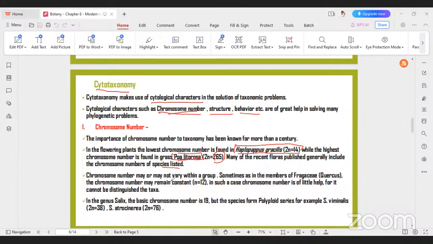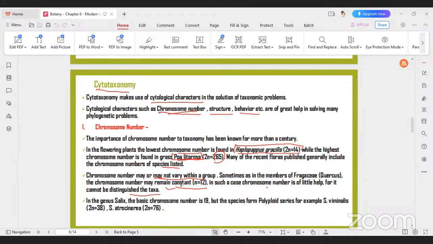The chromosome number may or may not vary within a group. It is not to be taken as an important consideration, because if you take the number for a family, then it may not be unique. Sometimes in the members of the Fagaceae family, the chromosome number remains constant, 12. In such cases, chromosome number is of little help, as the taxa cannot be distinguished. That means all have chromosome number 12 in the diploid state in one group.